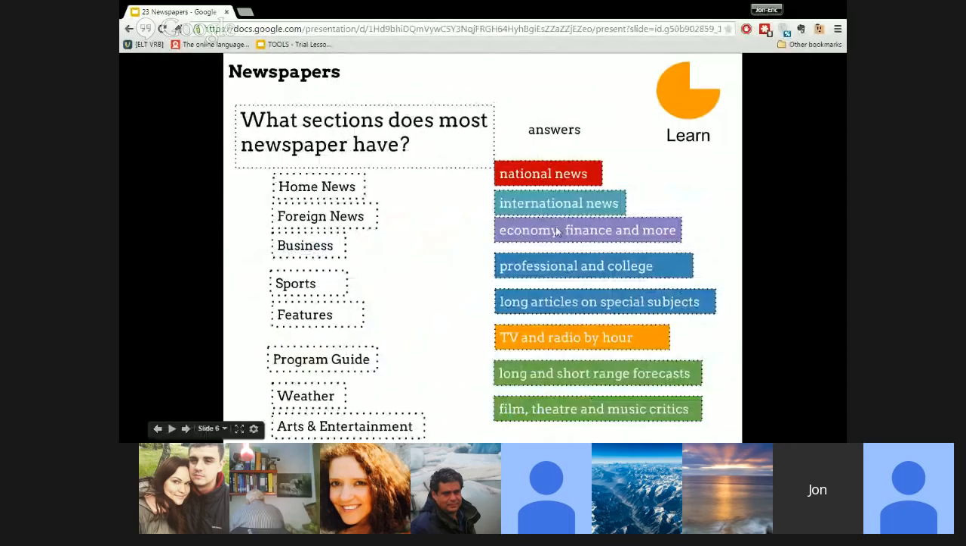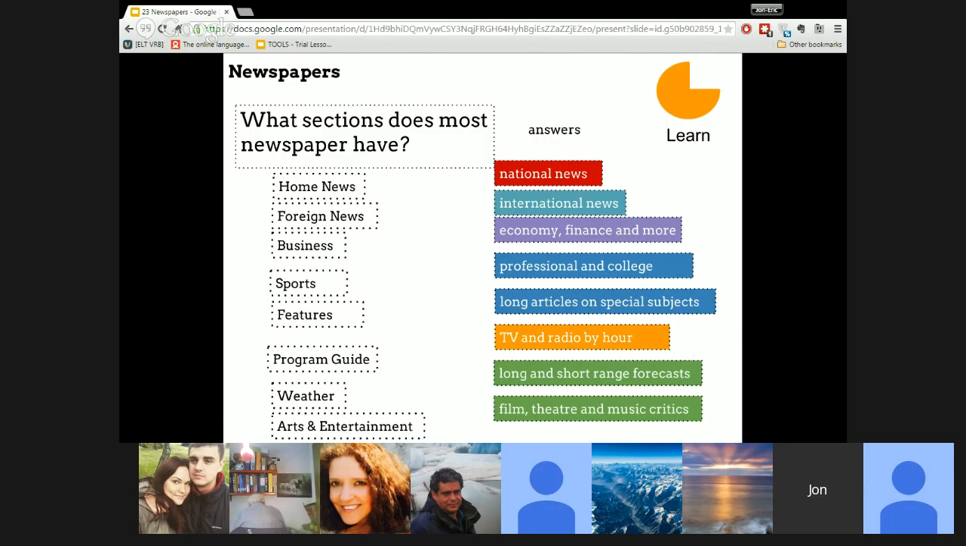So take a look. Here are the real answers, and notice that some of the terms are different. For national news, we call that home news. Not local news, Yulia, because local news is like your town. If you have a town newspaper, sure. But if it's a big newspaper or a broadsheet, it won't really have local news. In fact, sometimes newspapers are criticized because they ignore the local news. The New York Times is famous for being criticized for ignoring New York City, even though it's the New York City paper. So, home news.